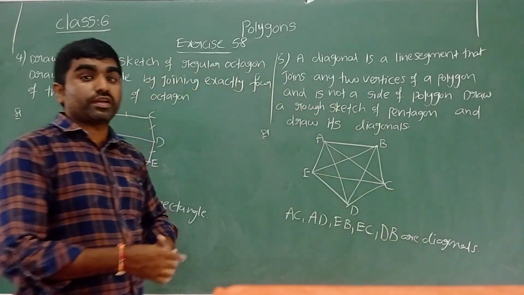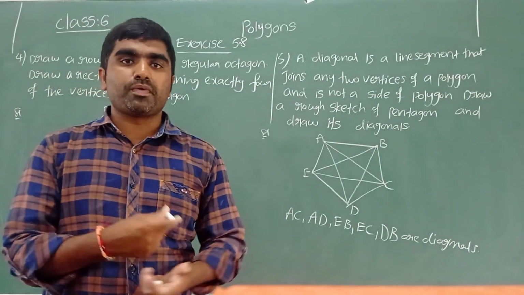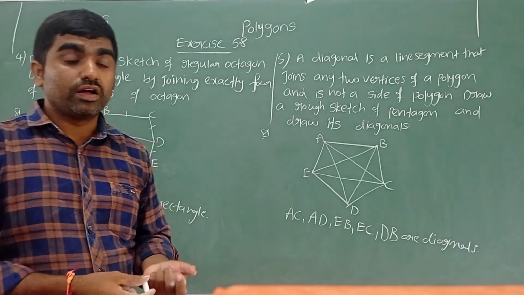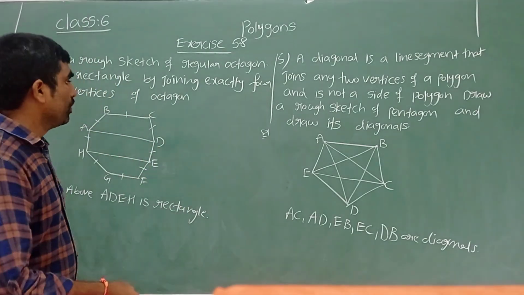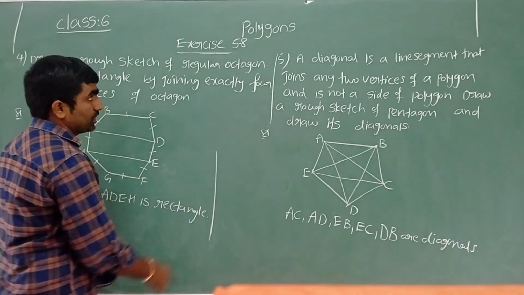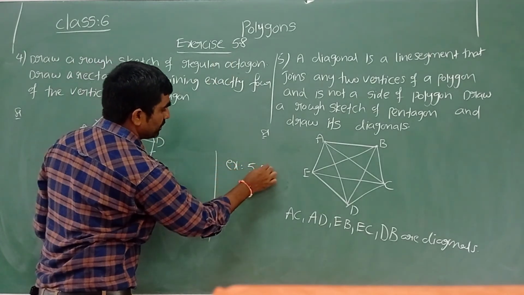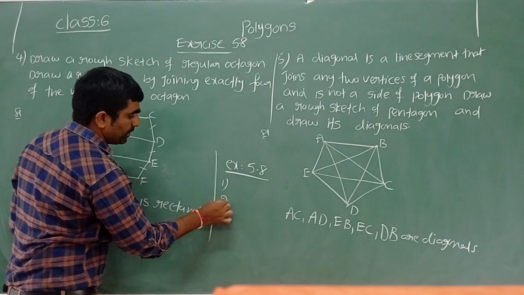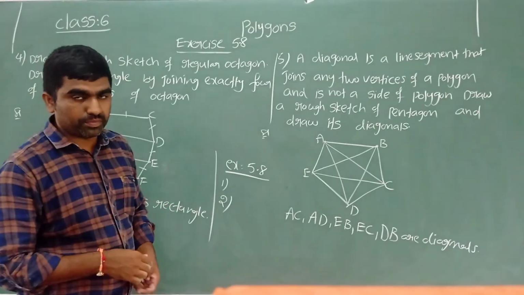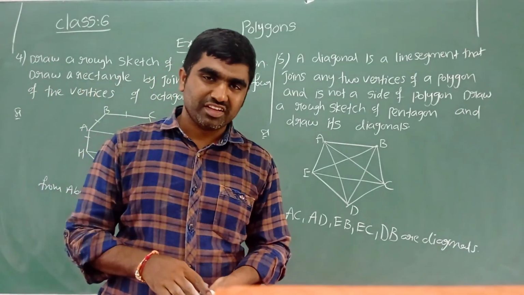Hope you understood what is a polygon, what are the types of polygons, regular polygon, diagonals, vertices. Based on this knowledge, exercise 5.8, first bit, second bit, you can write as homework. Thank you once again. We'll meet in the next class.